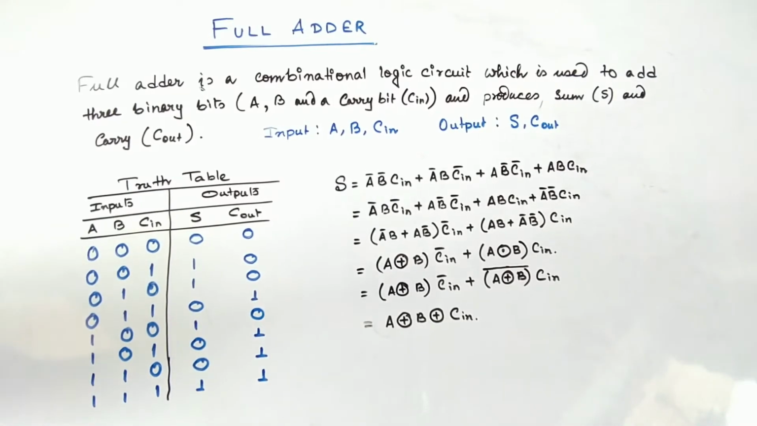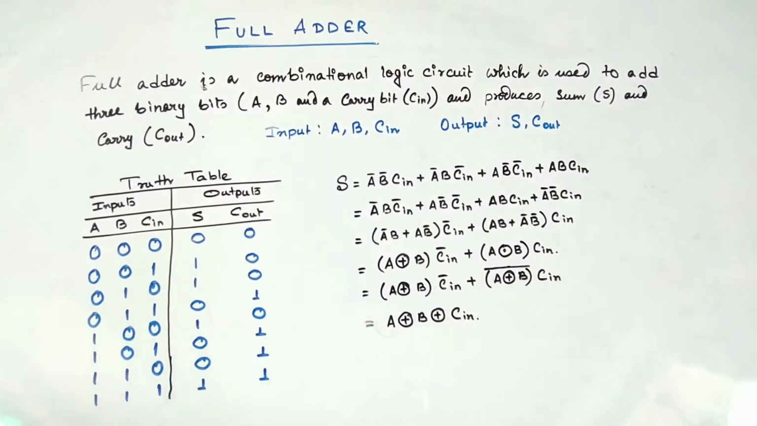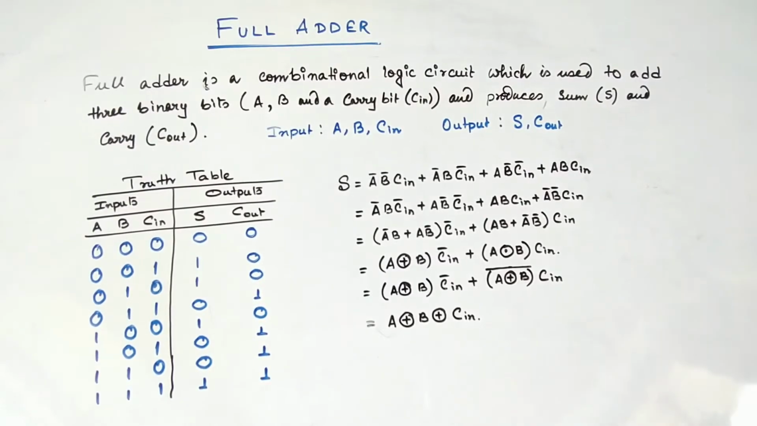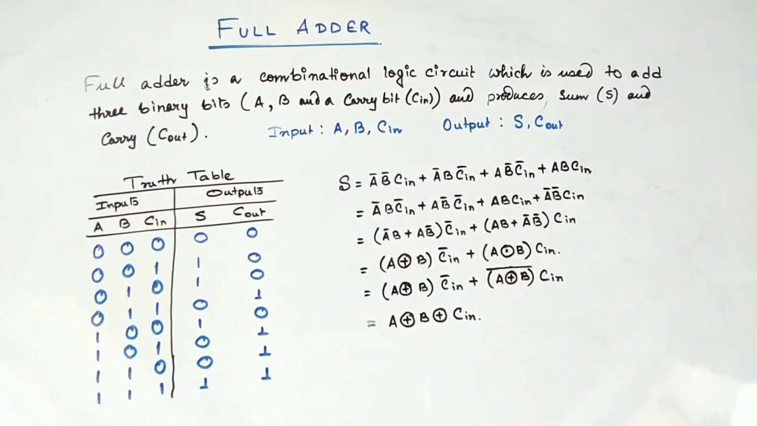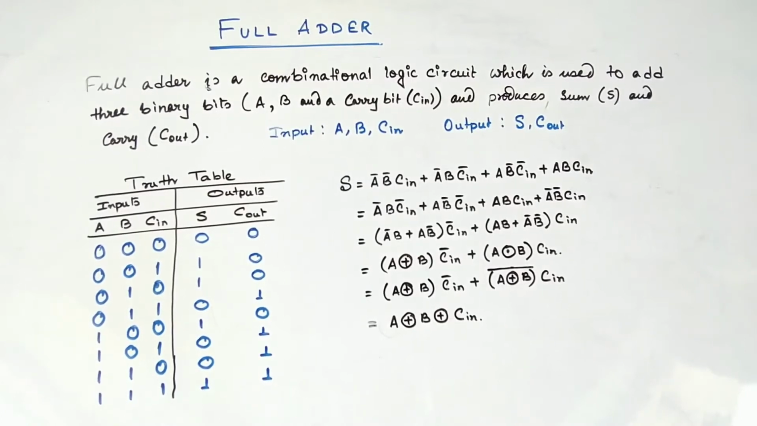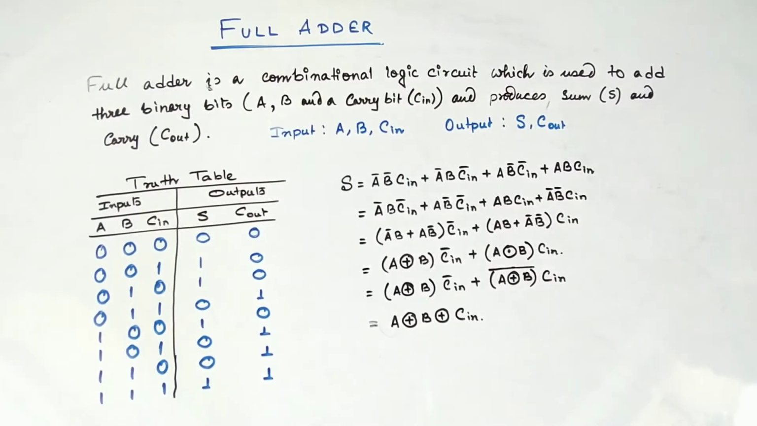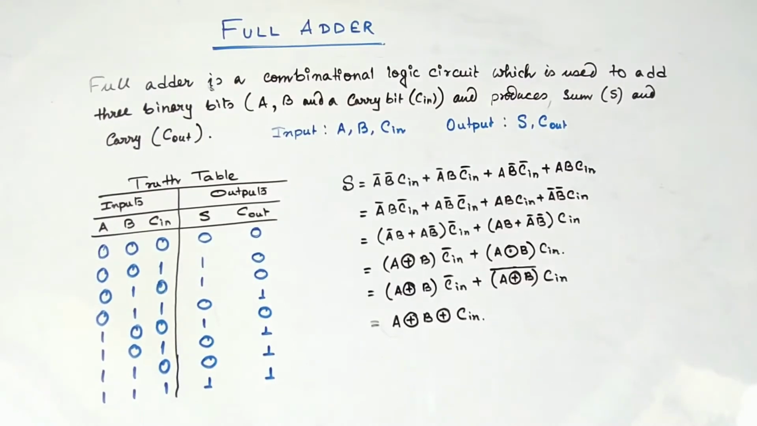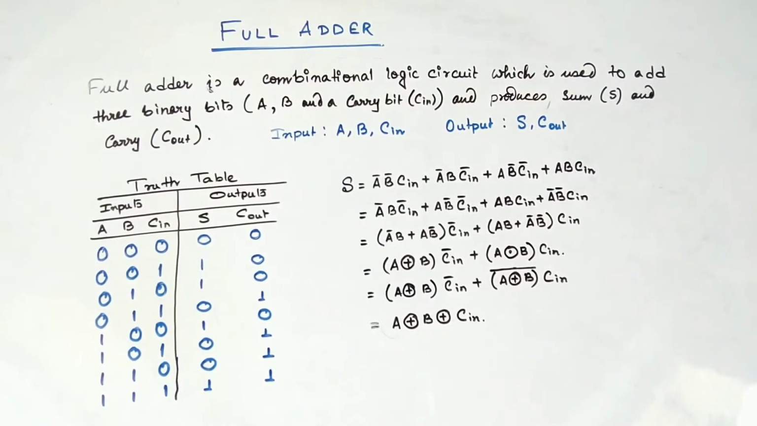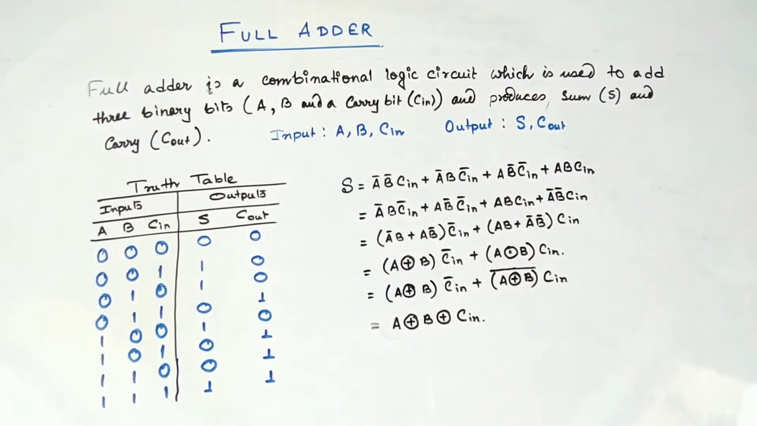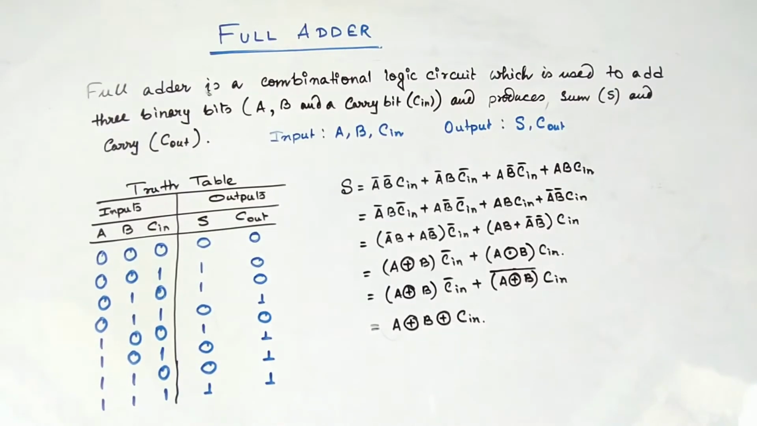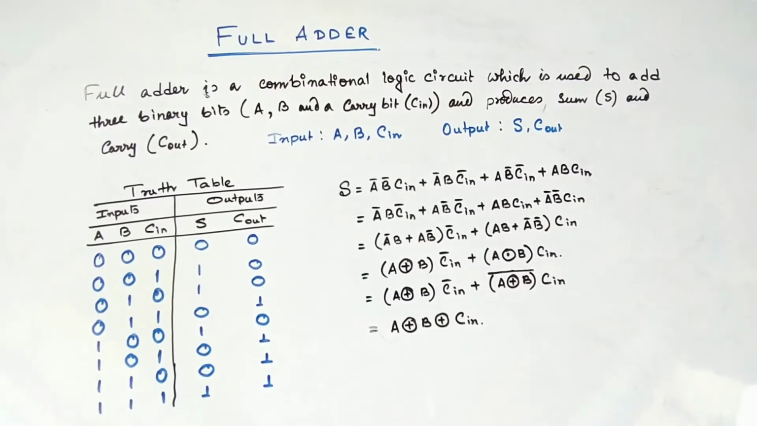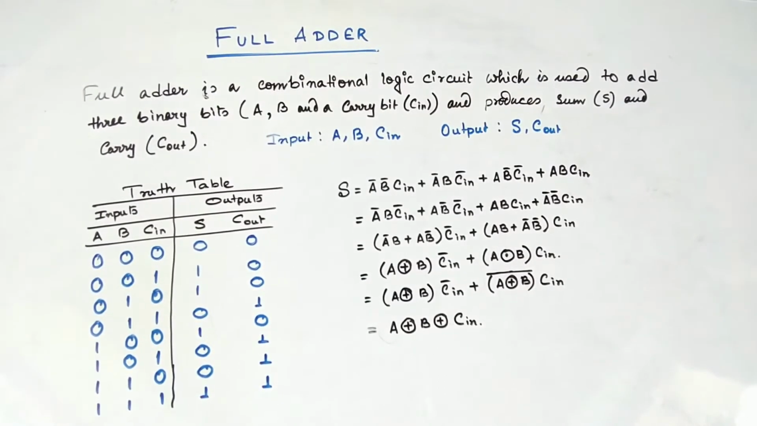A full adder is a kind of combinational logic circuit which is used to perform the addition of three binary bits. Now we have already learned the half adder, which can perform the addition of two binary bits, but when we are adding two binary bits, a carry bit can also be generated. So in that case, we have to add three binary bits: the two original binary bits, and the third bit, which is also a carry bit. To add three binary bits, we have to use a full adder, and that is the disadvantage of the half adder. It cannot perform the addition of three binary bits.